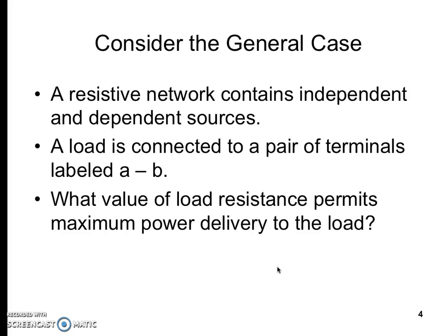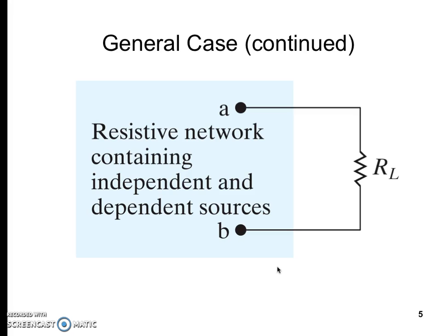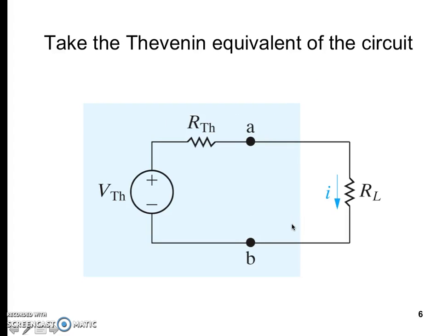Now let us consider a case. A resistive network contains independent and dependent sources. A load is connected to a pair of terminals labeled AB. Now what value of load resistance permits maximum power delivery to the load? We'll see. Now this is the case where A and B are the two terminals. These are the two terminals, and this is the load resistance.